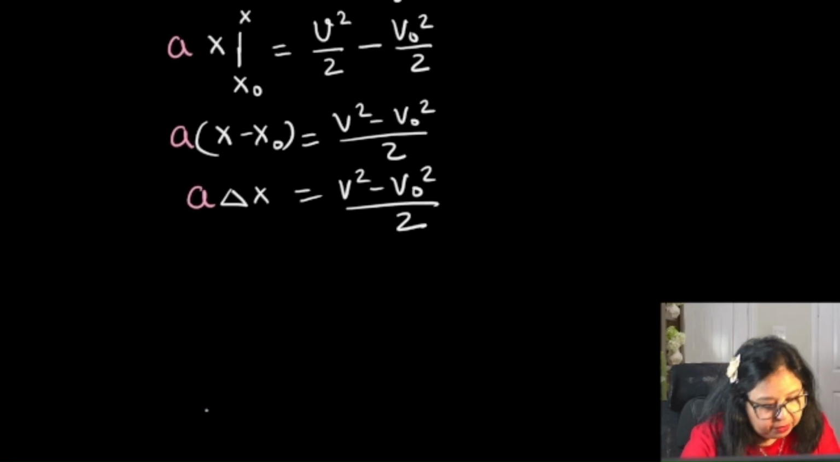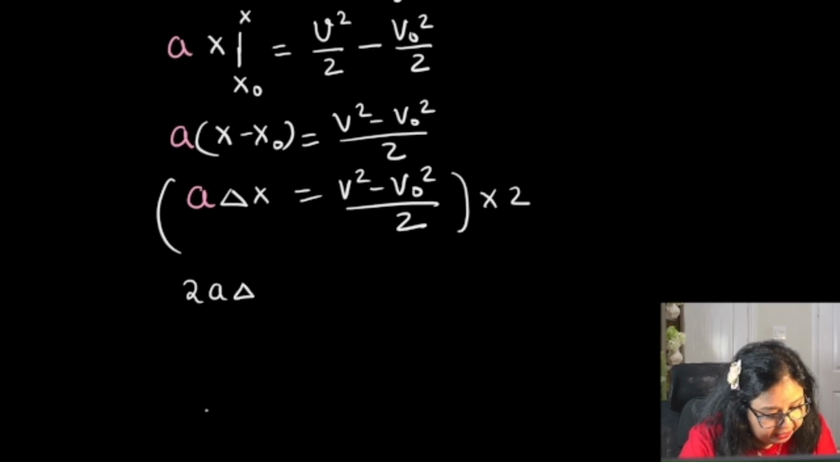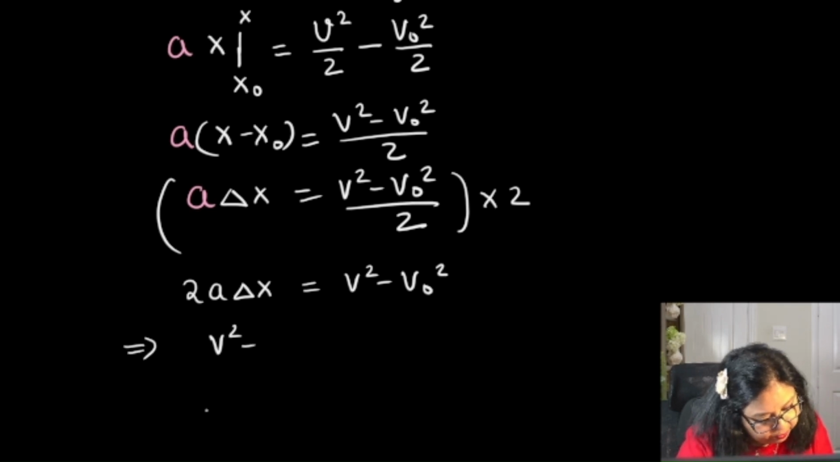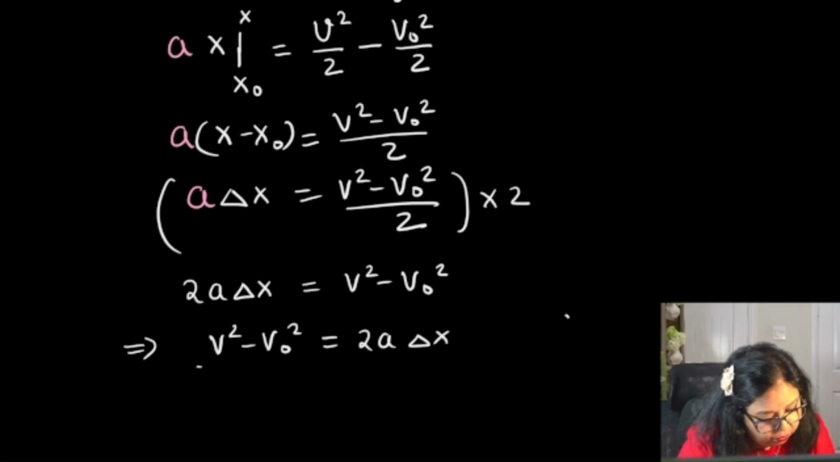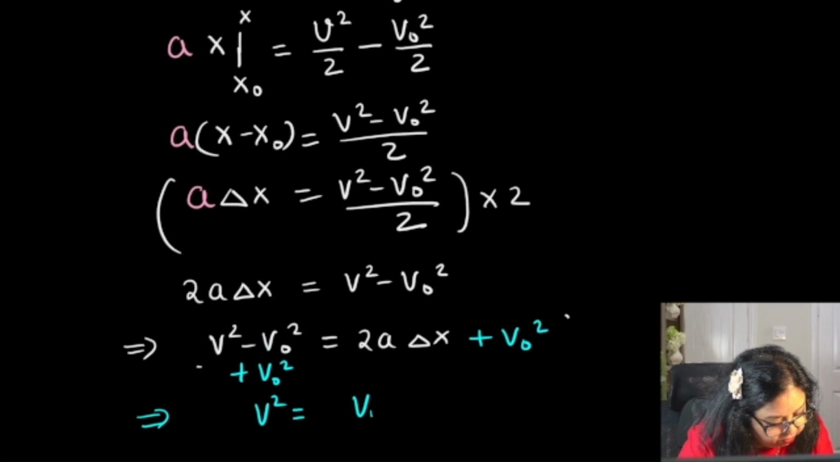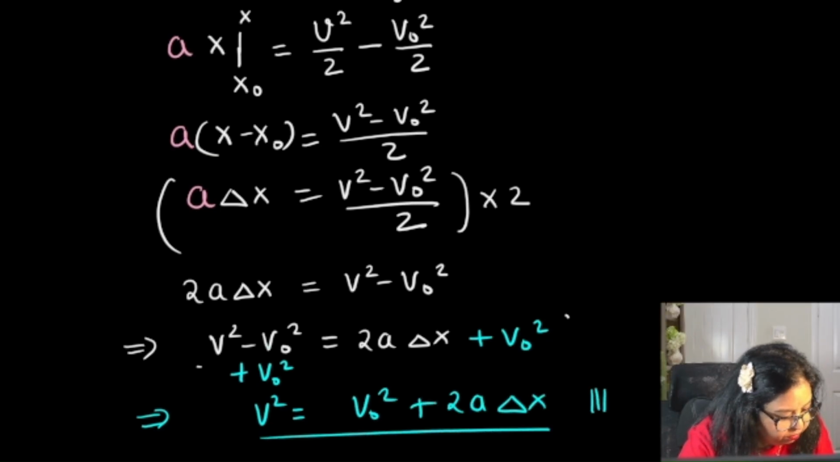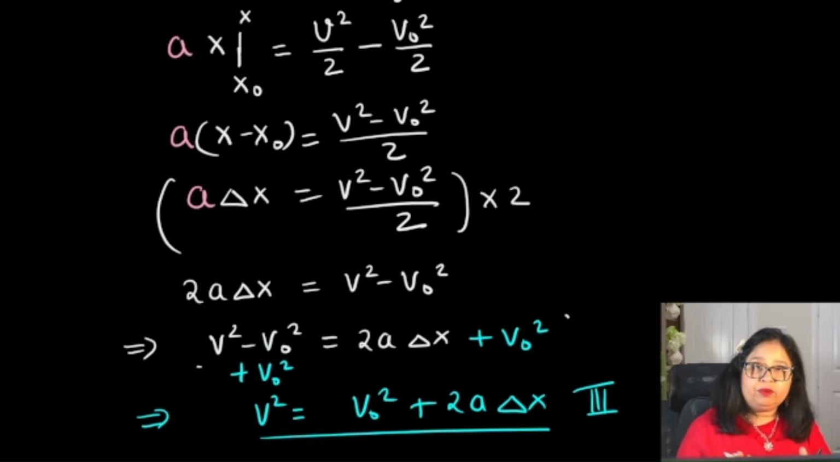Now we're going to go ahead and multiply this entire equation by 2. That gives us 2a delta x equals v squared minus v naught squared, which can be further written as v squared minus v naught squared equals 2a delta x. Go ahead and add v naught squared to this equation, and that gives us v squared equals v naught squared plus 2a delta x. Here's your third equation of motion derived using calculus.